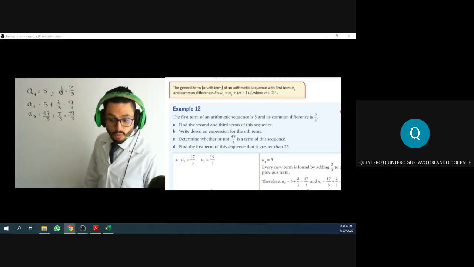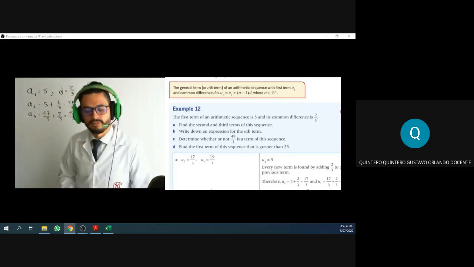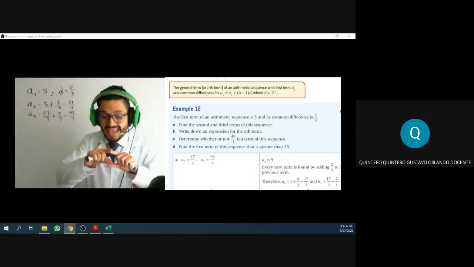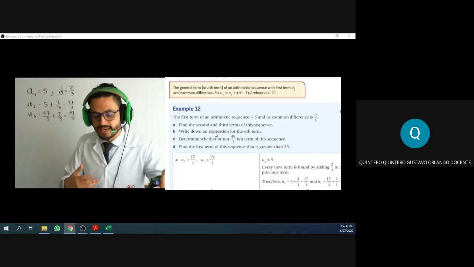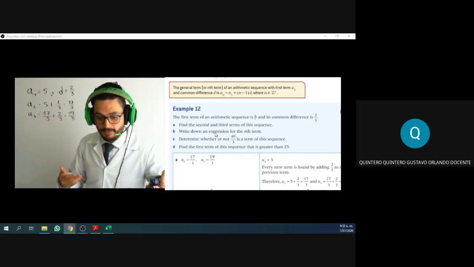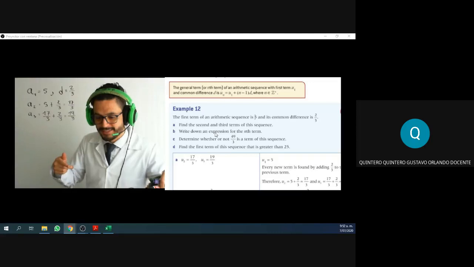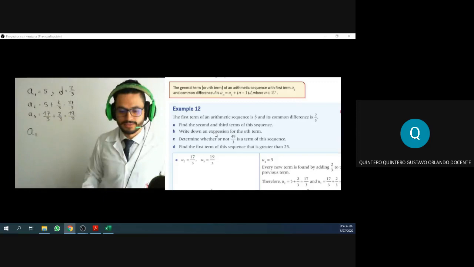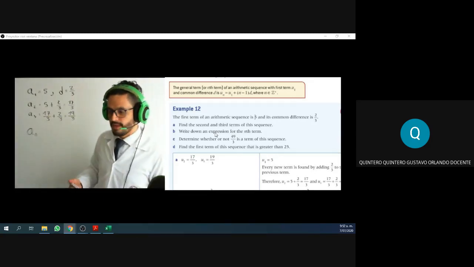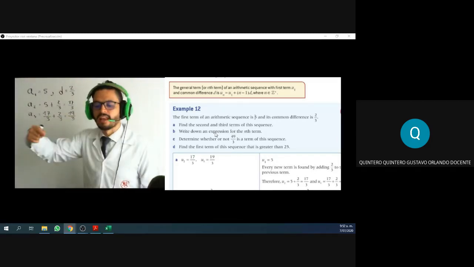Okay, question B. Write down an expression. All right, but what is that? Remember, every single time you find the word expression, what the question is asking for is a formula. So in there, it says, write down a formula for the nth term. Nth term means this one, A sub n. That is the nth term. The number in the position n.